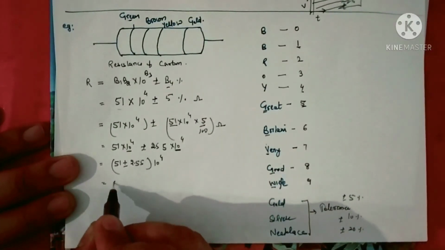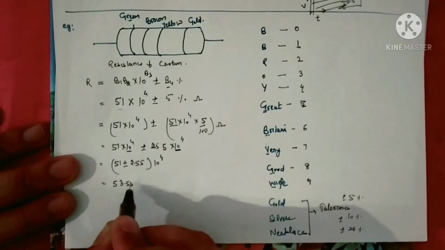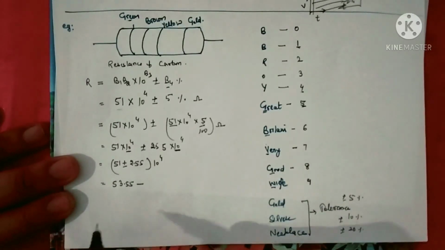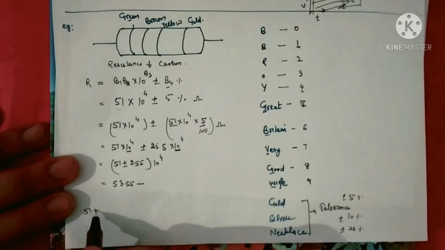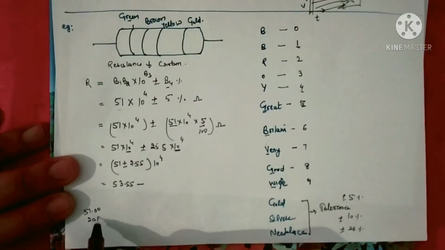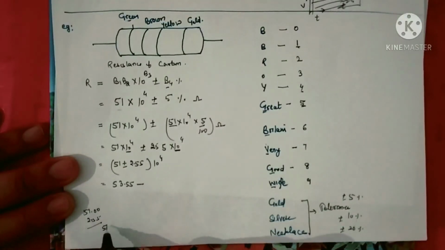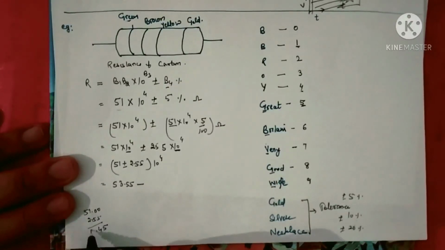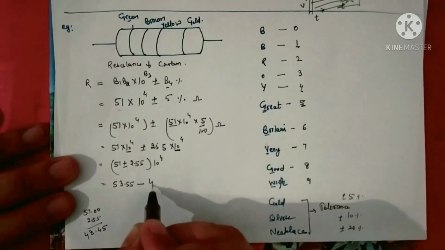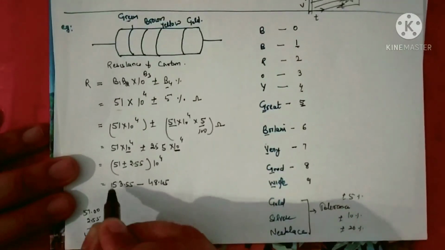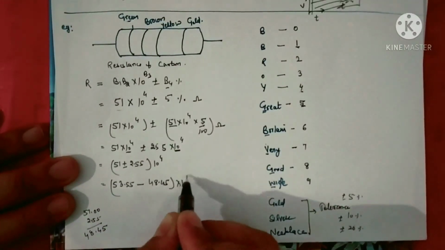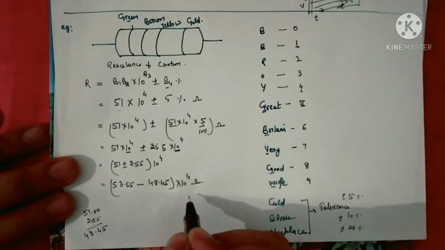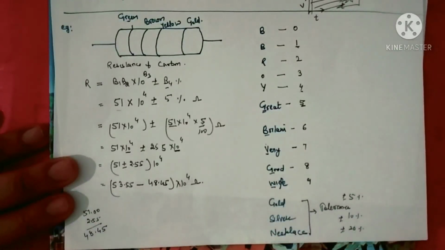51 plus 2.55, here we write 53.55, to 51 minus 2.55, we will write 48.45. This is the range of the resistance. In this way we can calculate the resistance of carbon resistors. I hope this is clear to all of you. Thank you.